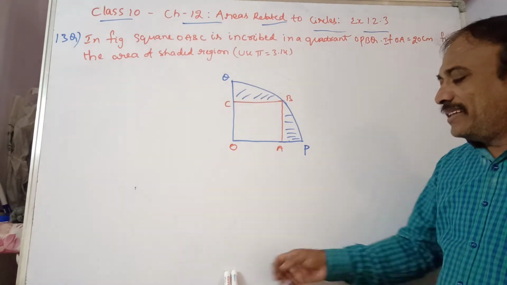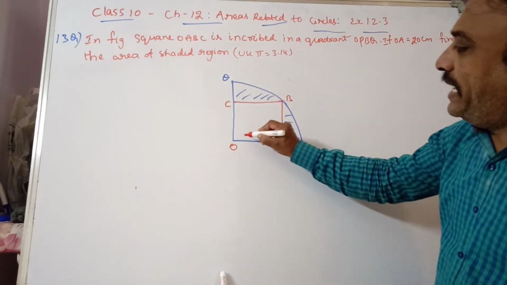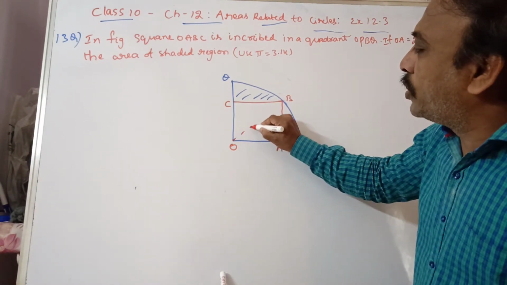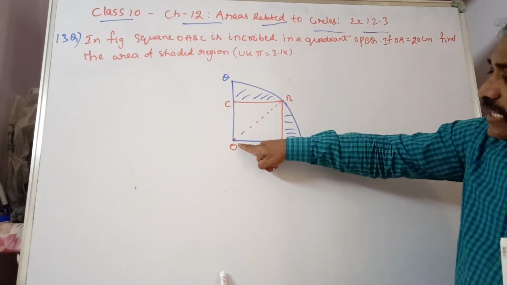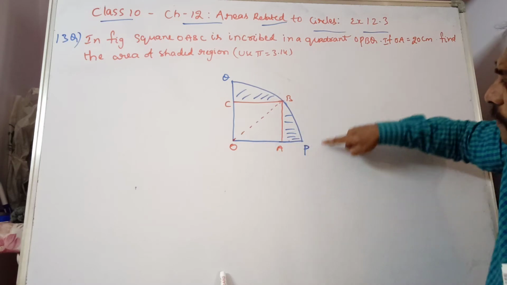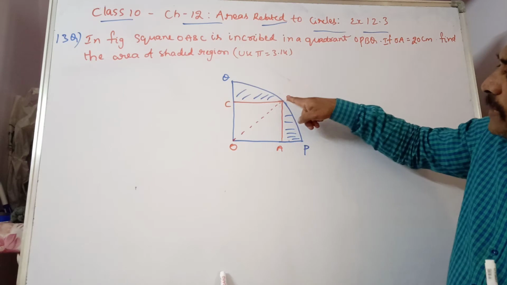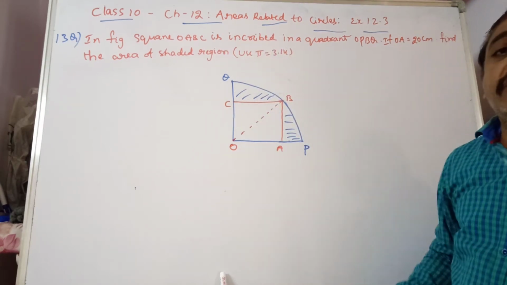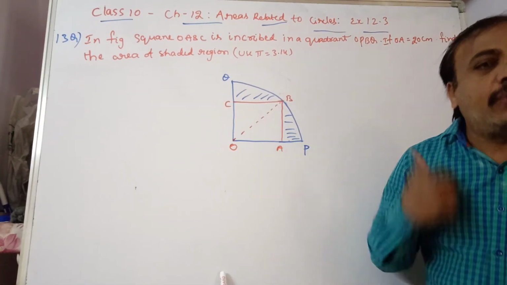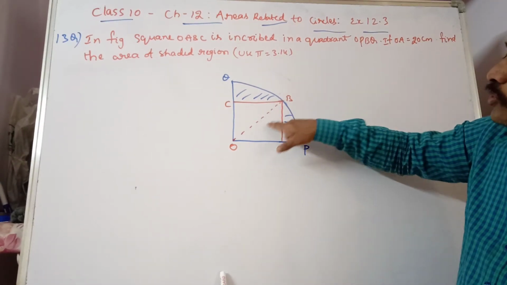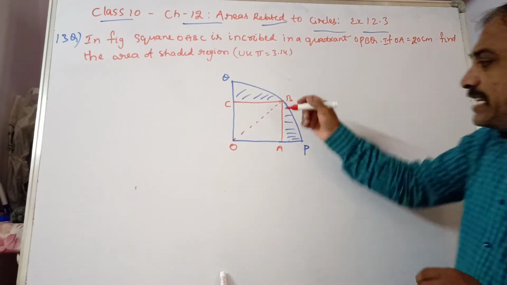Yes, you are right, we have to join O to B. Observe it: from the center, this is the quadrant OPBQ, where OP is the radius, OB is also a radius, and OQ is also a radius. If we find this OB length, then it is easy to find the area of the quadrant.